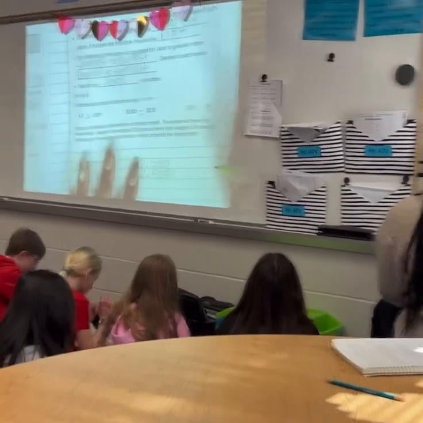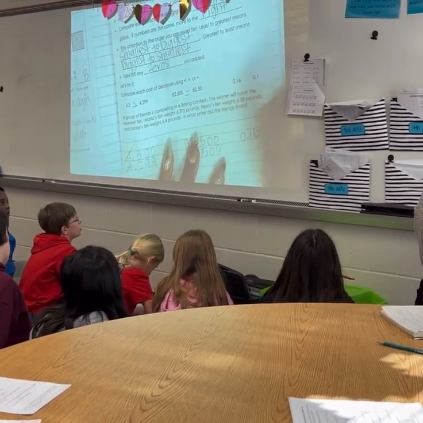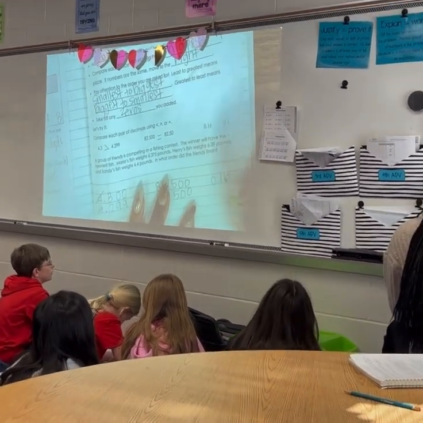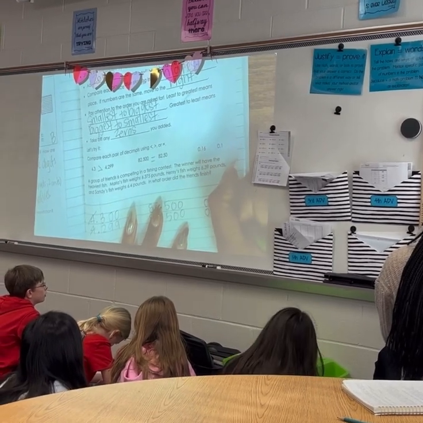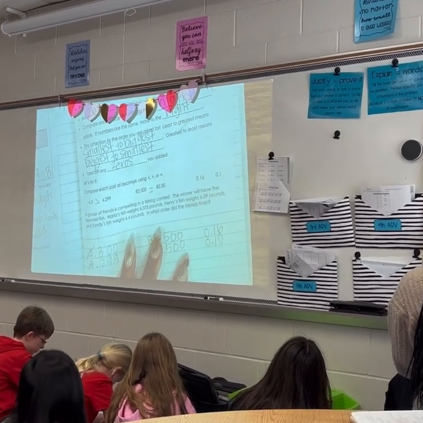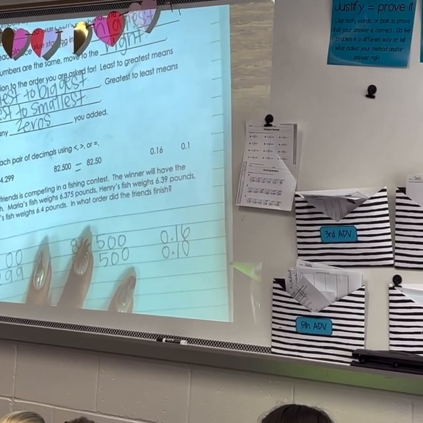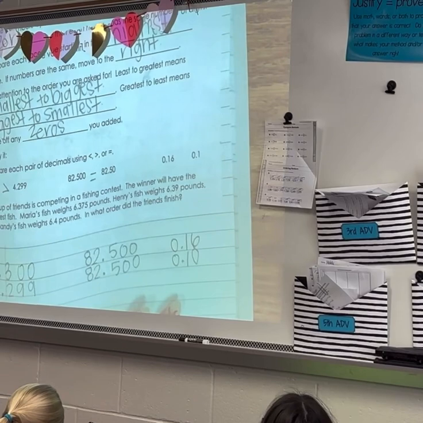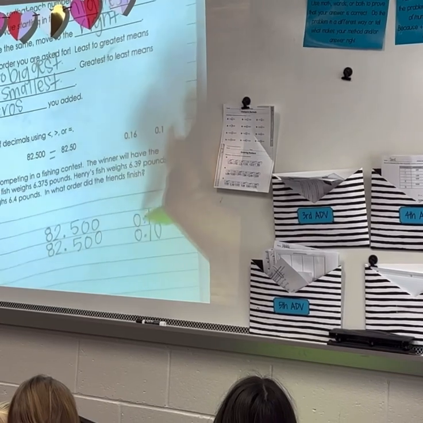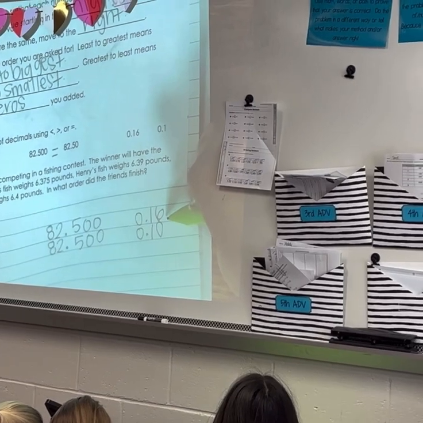First you line up 0 and 16 hundredths with 0 and 1 tenth, and then you add a 0 to 0 and 1 tenth. And why are you adding that 0? To have equal digits. Good. And then after that, you first move to the ones place, but they're the same. Then you move to the tenths place, but they're also the same. And then you move to the hundredths place, and they're the same.